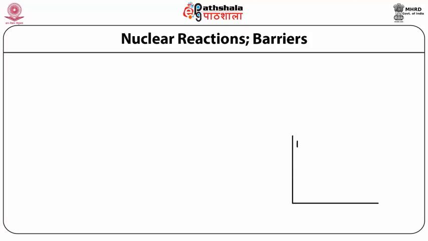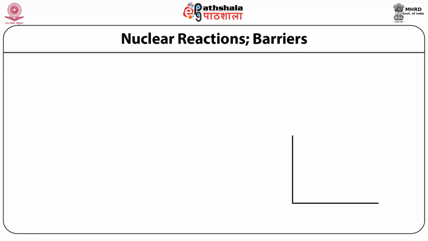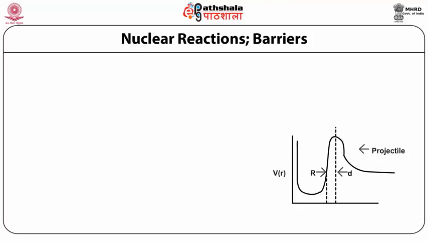Nuclear reaction barriers. In the previous slide, we understood that to start a nuclear reaction, there is a minimum energy requirement that must be satisfied. Now even if that energy is there in the reaction, the reaction may not follow, or you may not have the nuclei reacting. Why is it so? The reason we will understand in this particular slide.